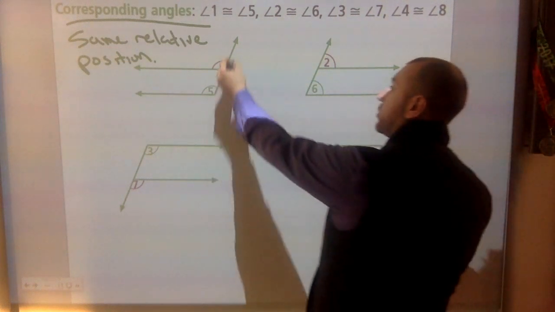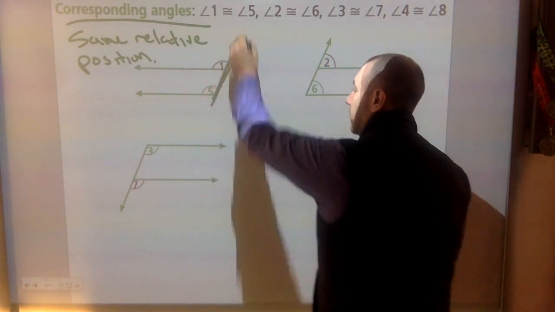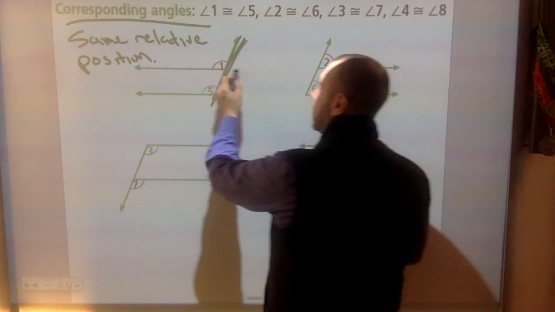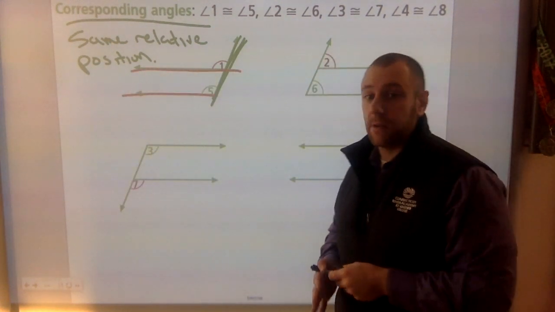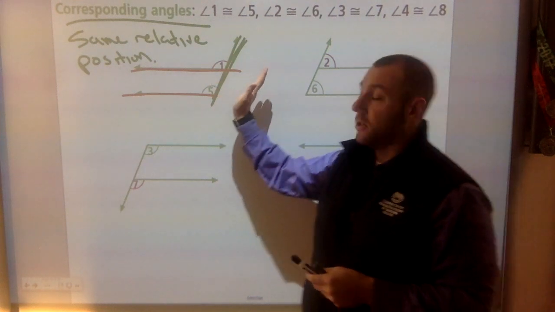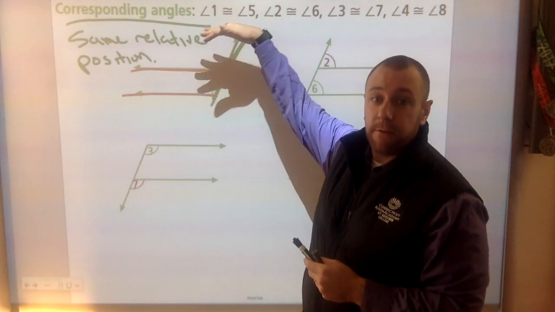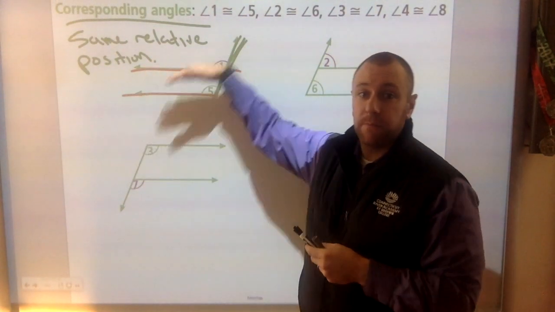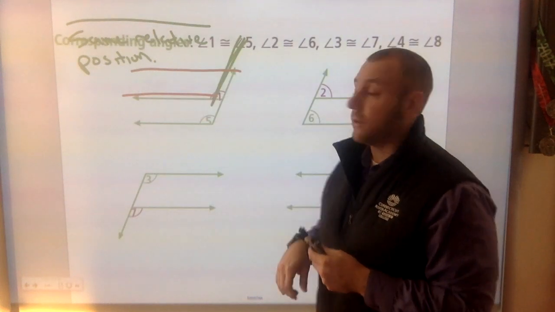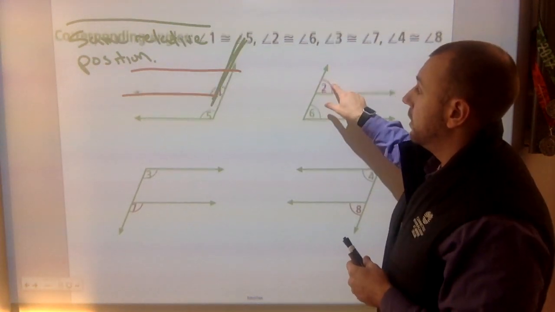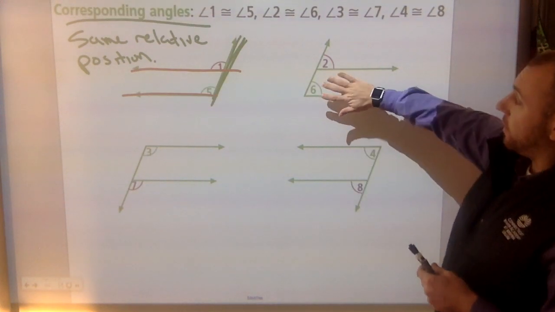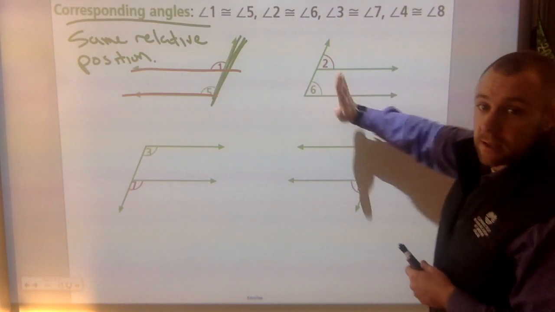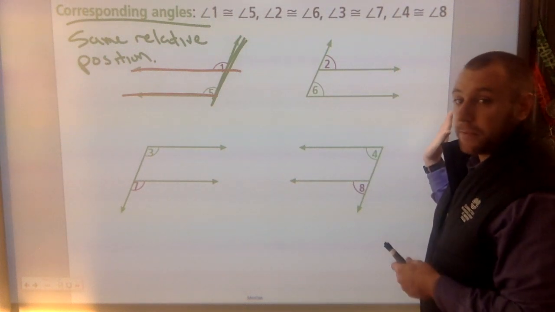Because if this is my transversal, right there, and these are the lines that I'm crossing, you notice that both of those angles, 1 and 5, are to the left and above. So left of the transversal and above the lines that are being crossed. Same thing with 2 and 6. They're above the two lines that are being crossed, but on the right-hand side.